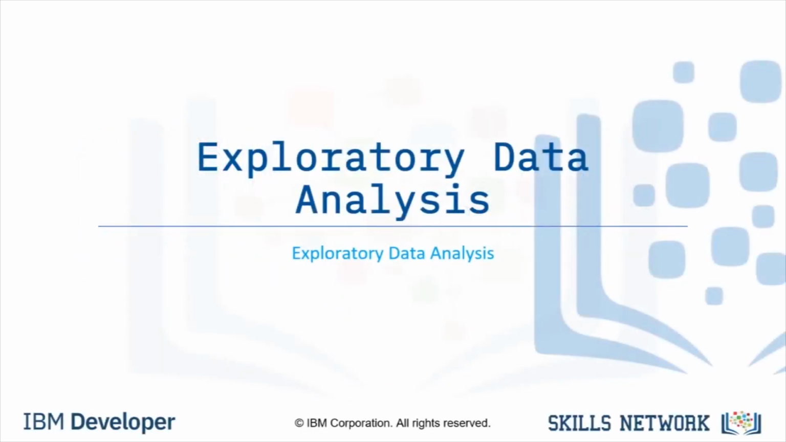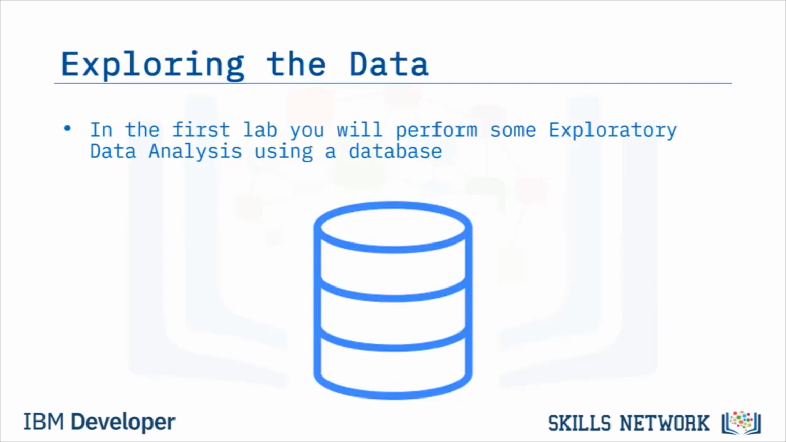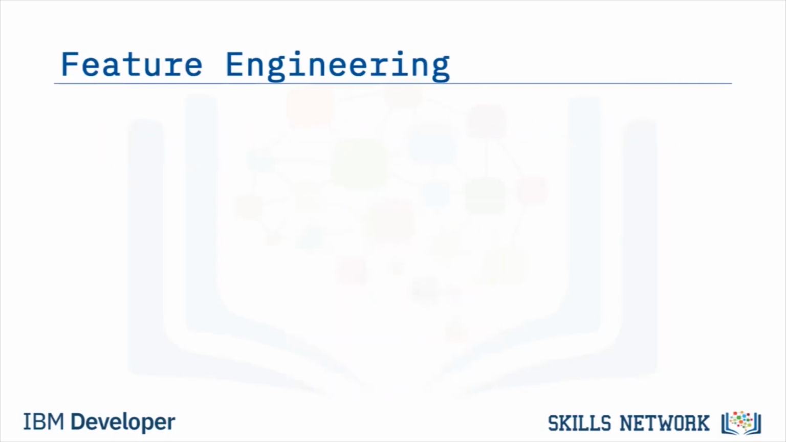In this video, we will review exploratory data analysis. Exploratory data analysis is the first step of any data science project. In the first lab, you will perform some exploratory data analysis using a database. In the second lab, you will see if the data can be used to automatically determine if the Falcon 9's second stage will land. Some attributes can be used to determine if the first stage can be reused. We can then use these features with machine learning to automatically predict if the first stage can land successfully, for example.